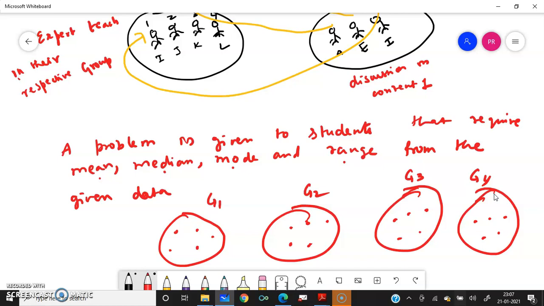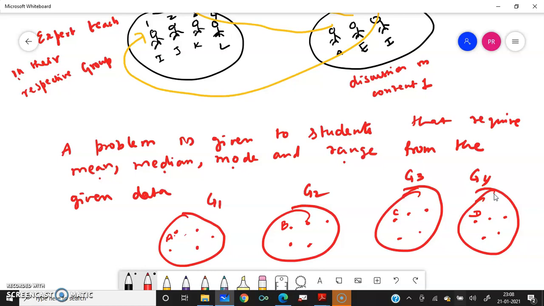The groups should be diverse in terms of gender, ethnicity, race and ability. So different types of members are there. It's a heterogeneous group. Appoint one student of each group as leader. Initially this person should be the most mature student. In group 1, A is the leader, in group 2 B is the leader, then C, and in group G4 D is the leader. This person should be mature enough to handle the group.